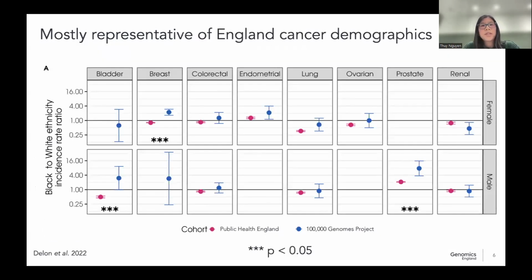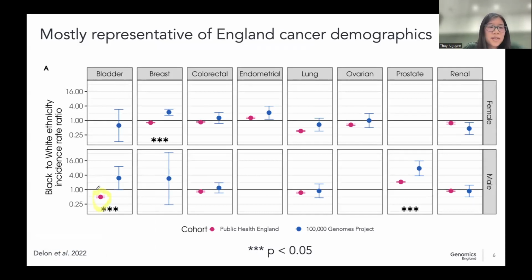So we have some of the results here. We compared the 100,000 Genomes Project to the statistics from England, gained from Public Health England, and this was reported in Delon et al. So I'm going to highlight some things over here. Each subplot represents a cancer and a sex. We're going to look at this point over here.